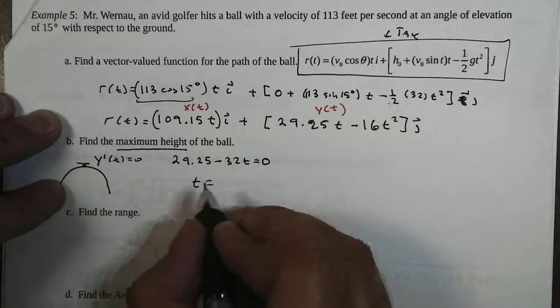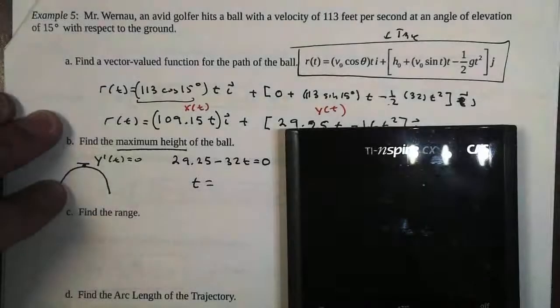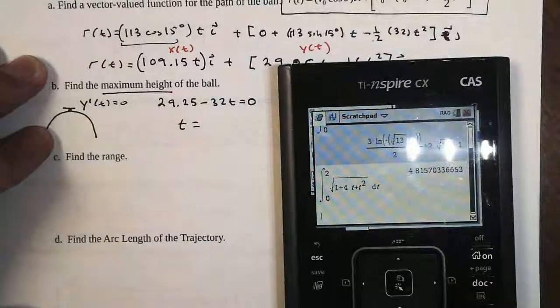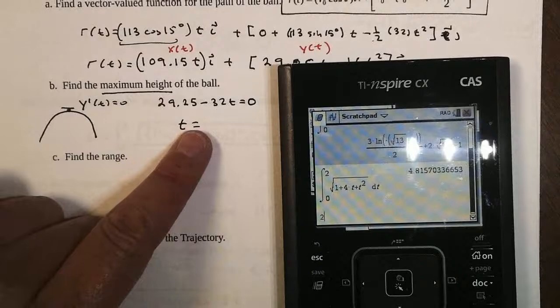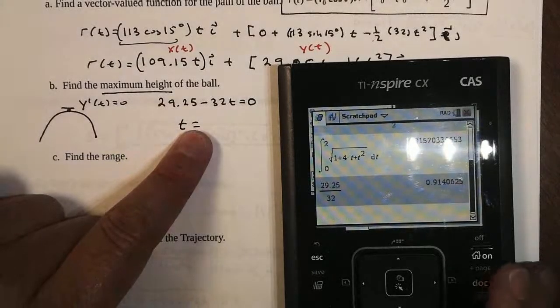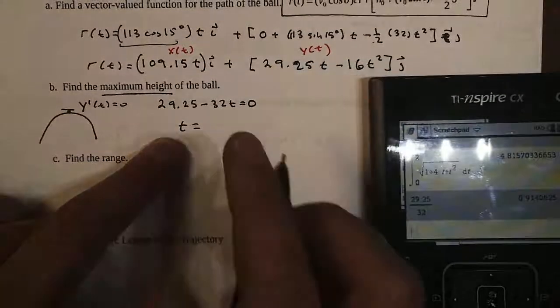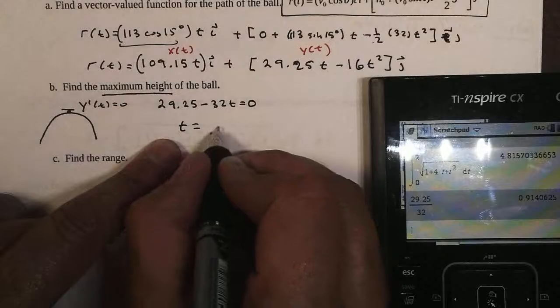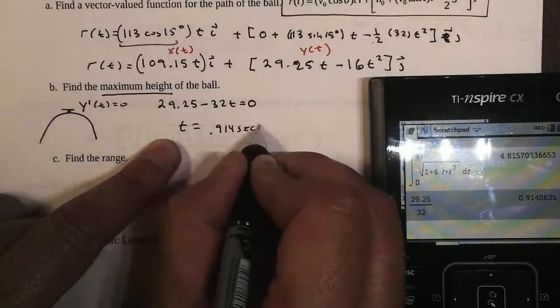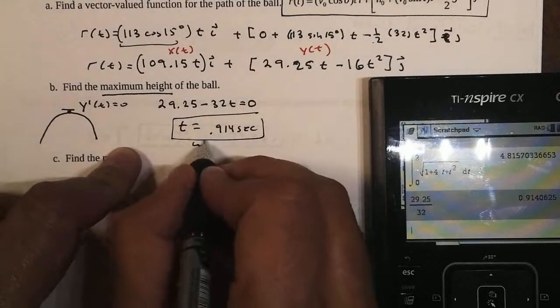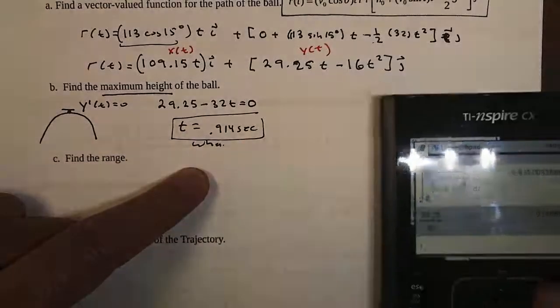And we get t equals, and I'm going to type this in my calculator, 29.25 divided by 32. This doesn't tell me what my height is. This tells me where it occurs. So it occurred at 0.914 seconds. This is when the maximum height occurred.